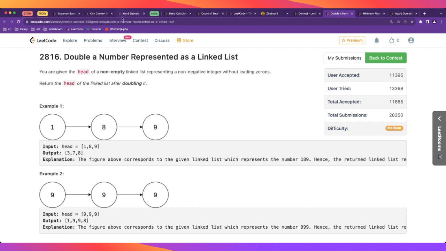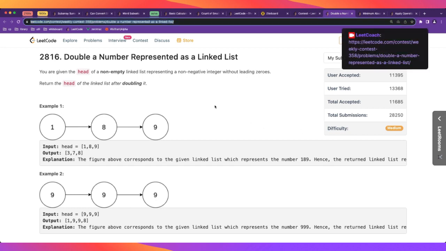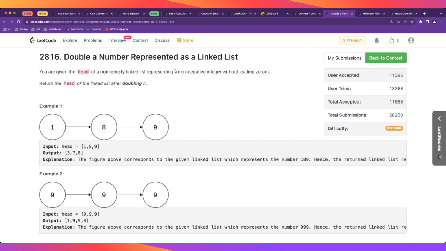Let me share the link. Double a number represented as a linked list. You're given the head of a non-empty linked list representing a non-negative integer without leading zeros. Return the head of the linked list after doubling it.